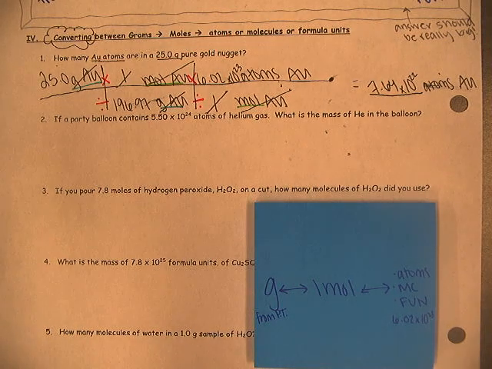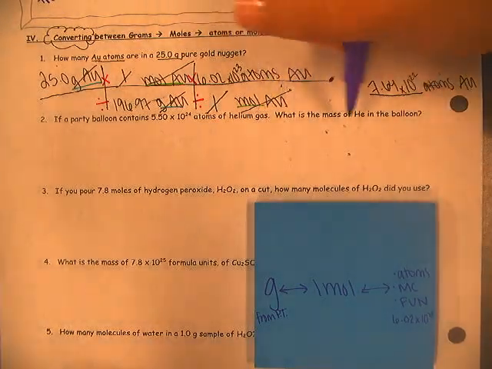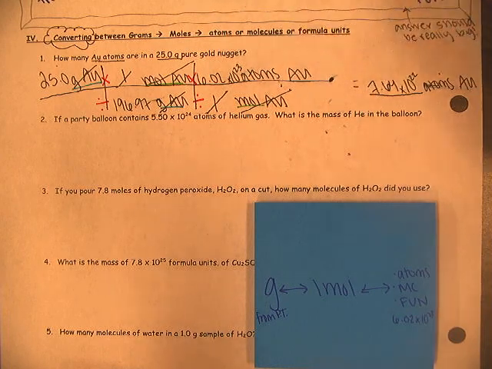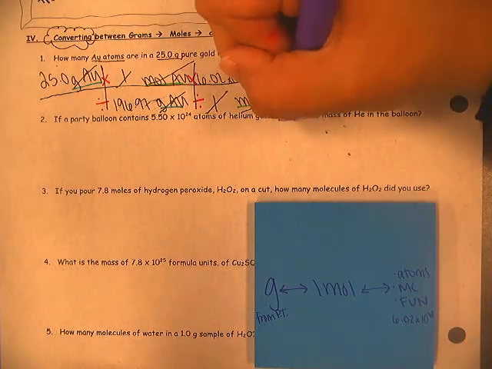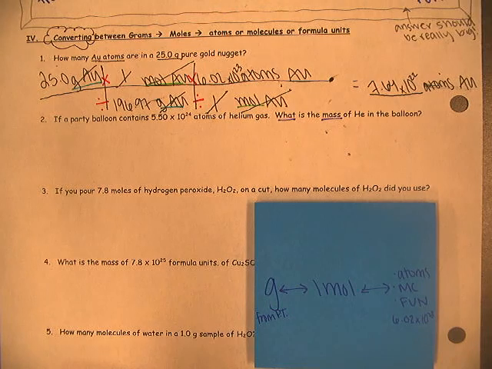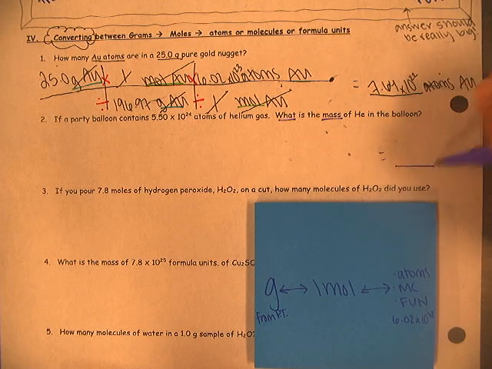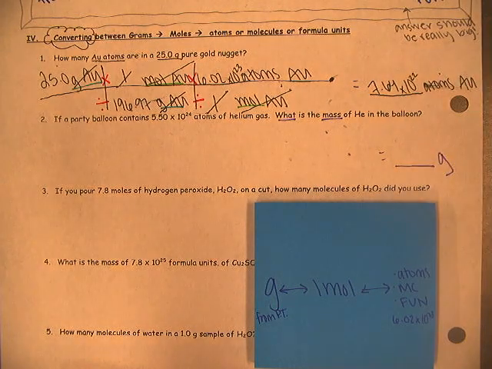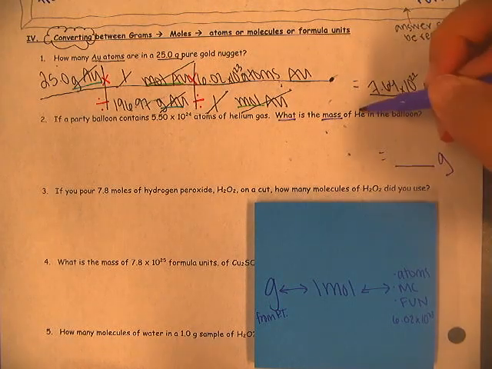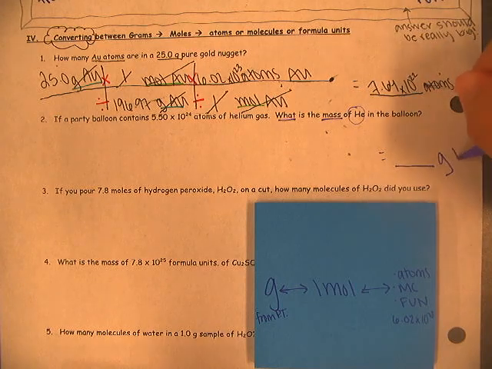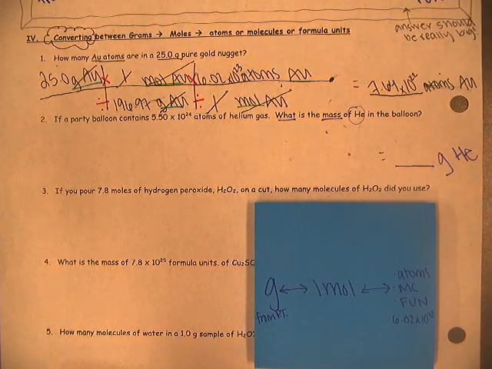For question 2, it says, if a party balloon contains 5.50 times 10 to the 24th atoms of helium gas, what is the mass of helium in the balloon? So the question is, what is the mass? Which means, what unit are we looking for? Grams. So when we're done converting this, our answer is going to be in grams. Grams specifically of helium, so grams of He for helium.